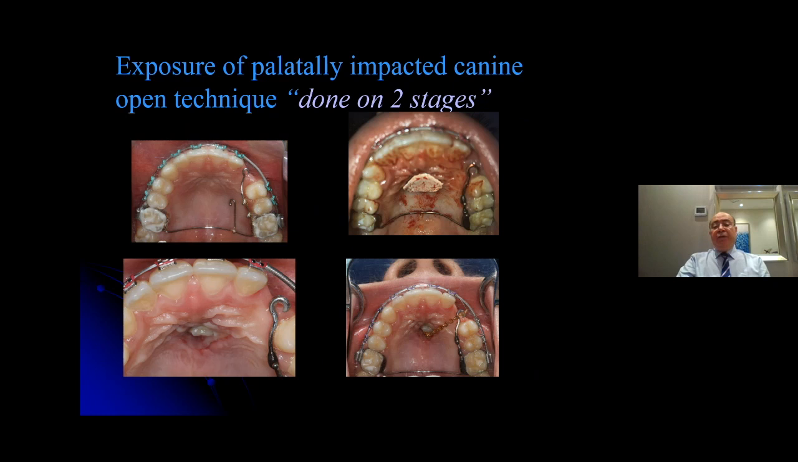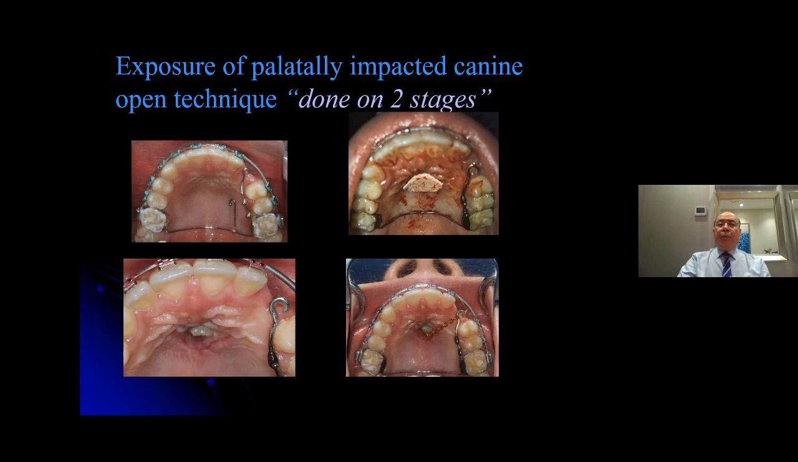I just want to stop here for a second to tell you why this was done in two stages rather than one. It is always more difficult to repair, I wouldn't say other people's mistakes, but if another surgery was done and the patient, for instance, left the country because she was traveling longer than she should have, she doesn't know that the mucosa, especially the palatal mucosa, is going to grow back within a few days or possibly a couple of weeks.